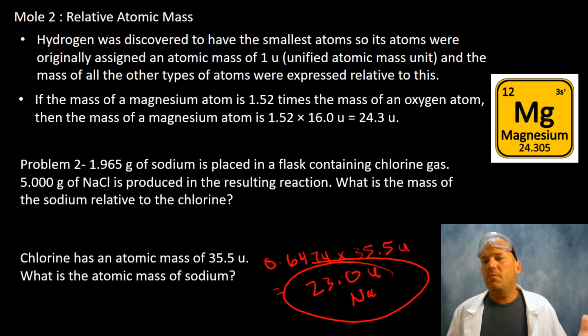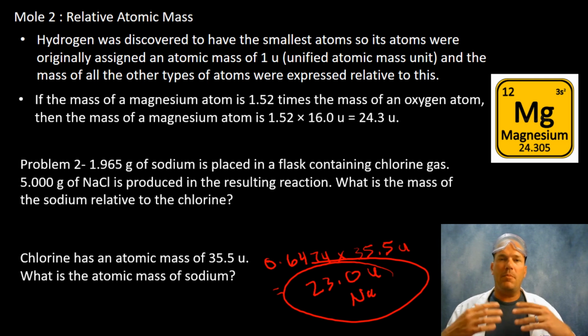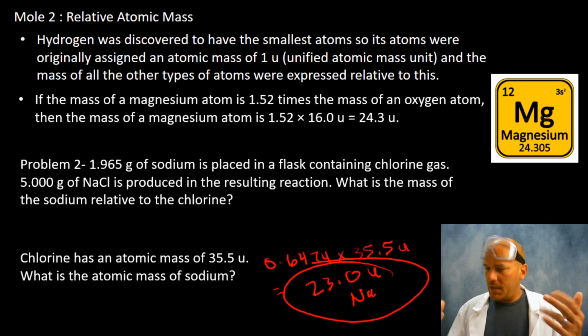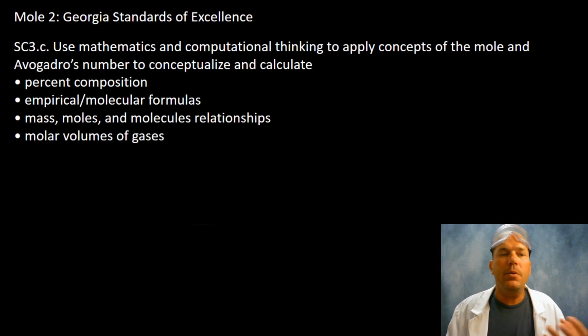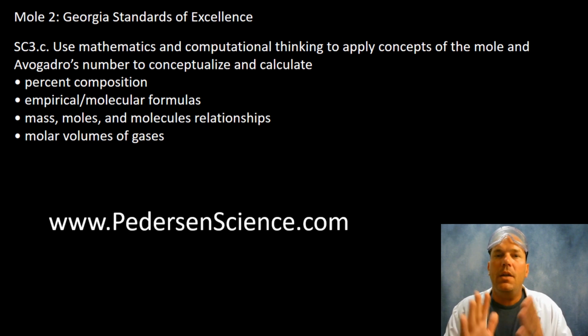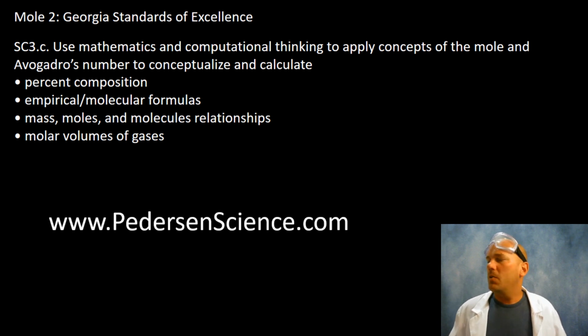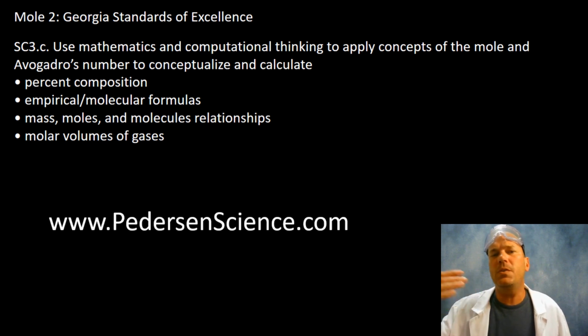So that gives you a good idea here of how scientists began to come up with these concepts to bridge what we can do tangibly in lab and what we cannot see, providing this proof of the mole and of the atom. Okay, so our Georgia Standards of Excellence today are dealing with these concepts of the mole, Avogadro's number, and how to not only conceptualize but also calculate a number of different items here.